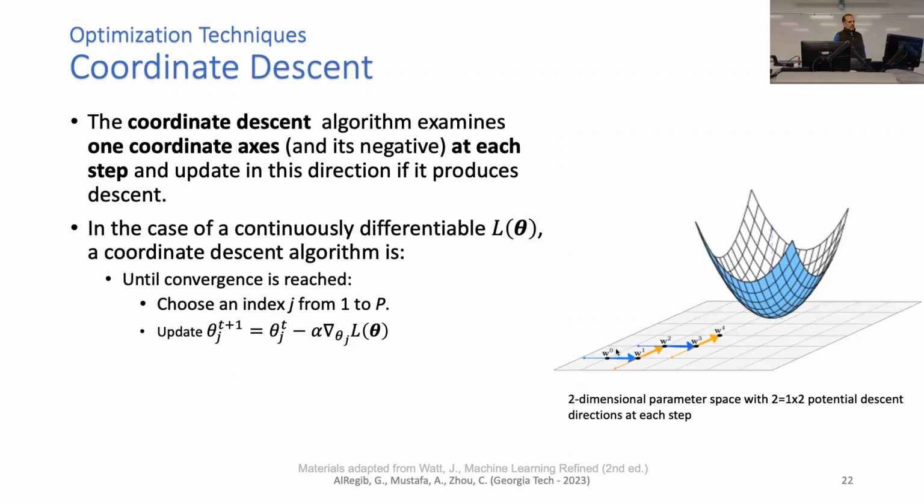An alternative, which is not as exhaustive as that one, is to look at one coordinate at a time. If you are on the x-axis, you only look at whether to go in the positive or negative x direction. That's it. I'm not worried about y, right? Now I move to a new point, and in the next iteration, I look at y.